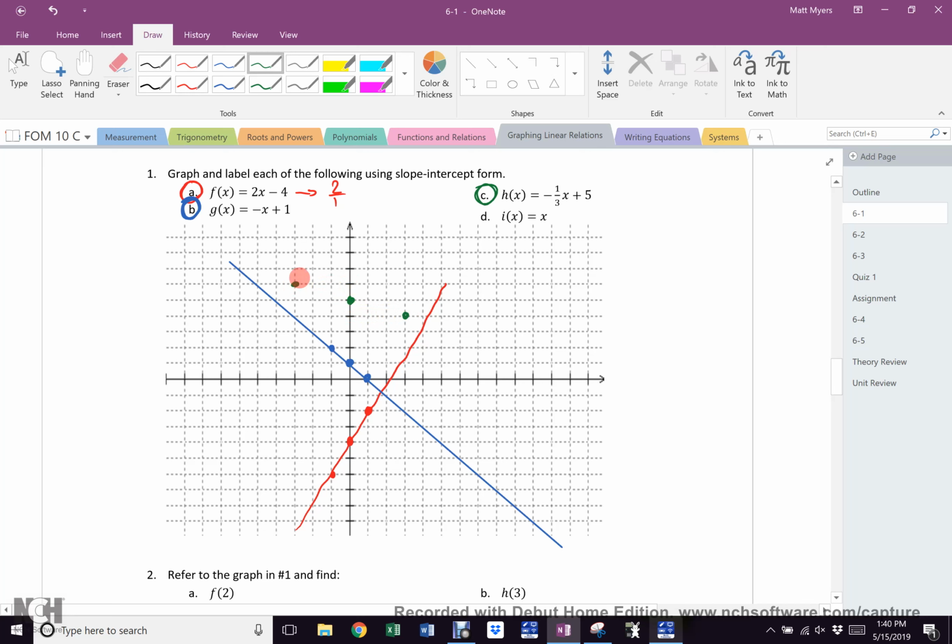And how long will that continue? Forever. Could I go up 6 and left 18? Why? Because 6 over 18 is 1/3, right? Could I go up 24 and left 72? Yeah, I could.